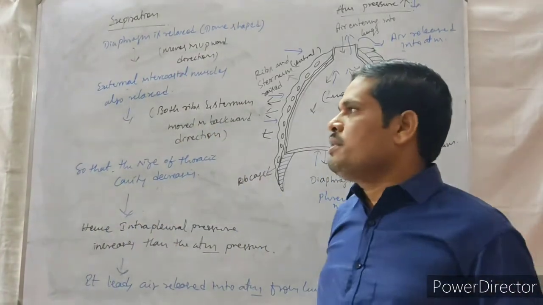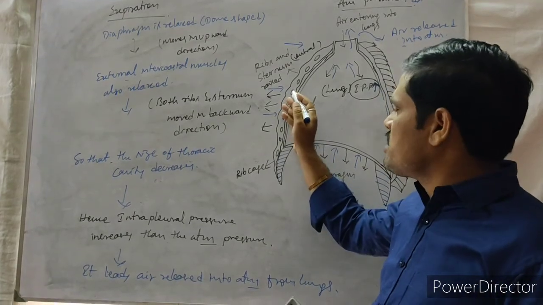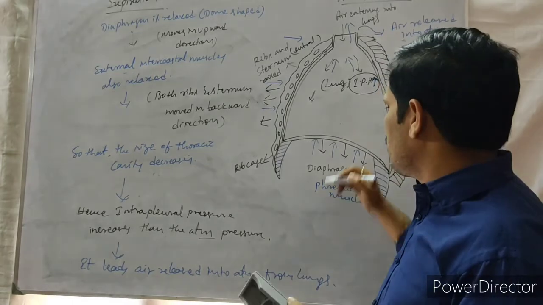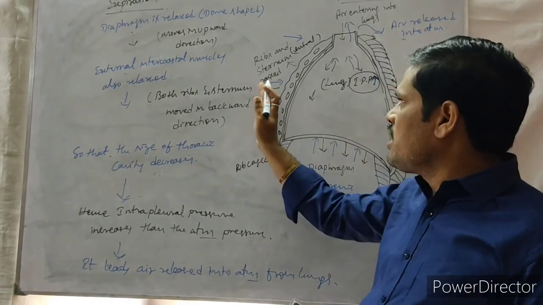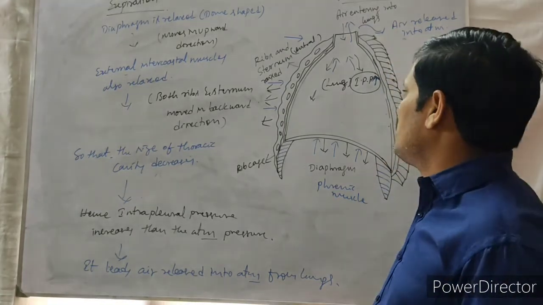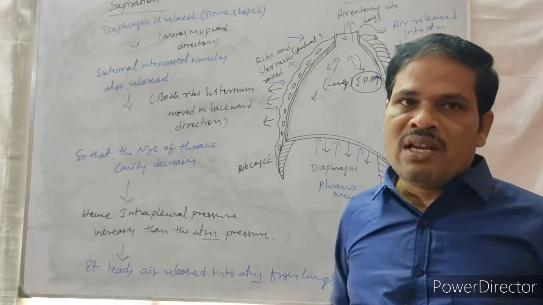So very simple. During inspiration, the diaphragm moved in a downward direction, and the ribs and sternum moved in a forward direction. During expiration, the diaphragm moved in an upward direction and the ribs and sternum moved in a backward direction. So that exchange of gases is done between the atmosphere and lungs.